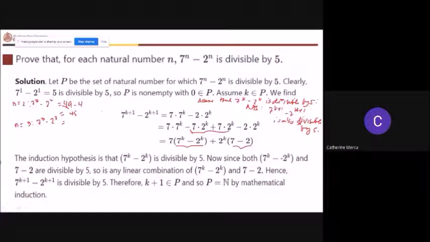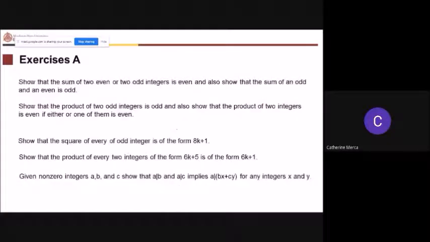Next, let's take a look. These are your exercises. It's already 6. So the first set of exercises: show that the sum of two even or two odd integers is even. Also show that the sum of an odd and an even is odd. Let me see. Asa na yung papagawa? You can just do this as exercises. Let me see. Ano ba ang papagawa ko sa inyo?